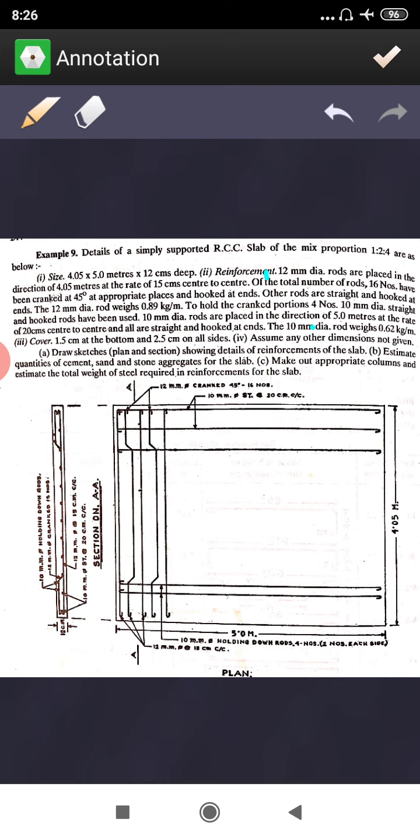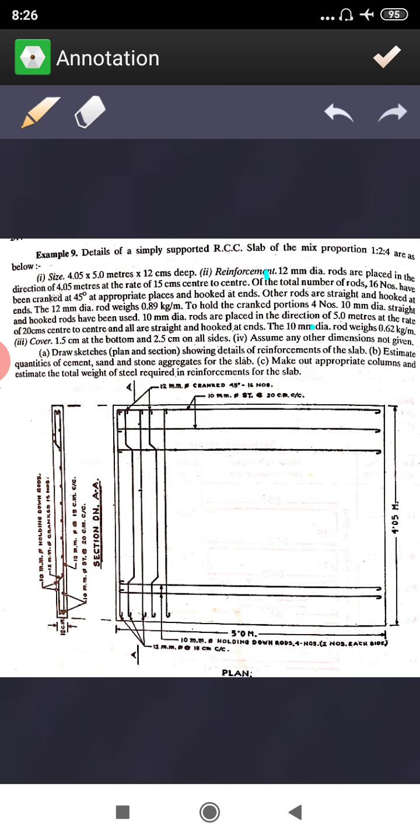Now if you see this, they have given the cranked bar details here, that is 12 mm dia cranked bars at 45 degrees, 16 numbers. Then 10 mm dia bars at 20 centimeter center to center are distribution bars. 12 mm straight bars are also given here. And in the section you can also see 2 holding bars here and 2 holding bars here, so a total of 4 holding bars are given.